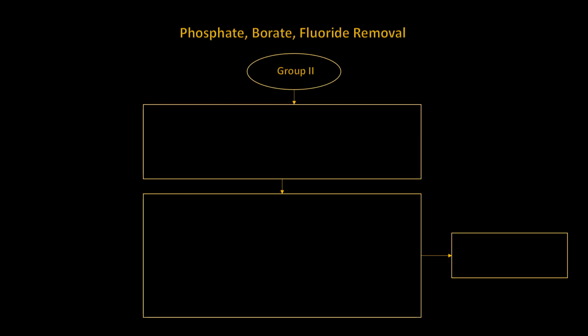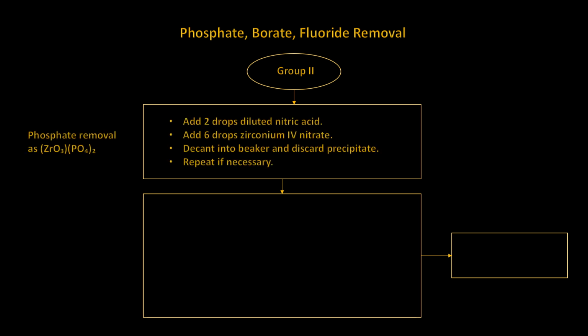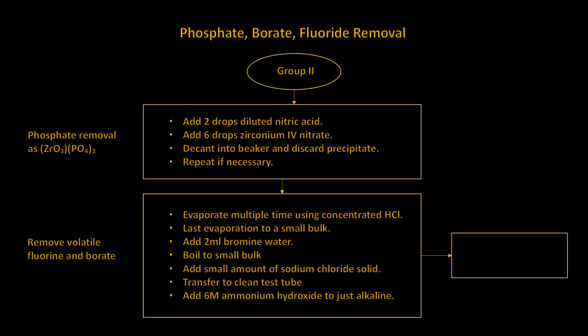For the removal of the phosphates, fluorine and borates, to the filtrate from the Group 2 separation placed into a beaker, add 2 drops of diluted nitric acid, along with 6 drops of 5% zirconium-4 nitrate. Any precipitate that forms will need to be discarded as zirconium phosphate. You may need to repeat the procedure. Decant into another beaker and discard the precipitate.